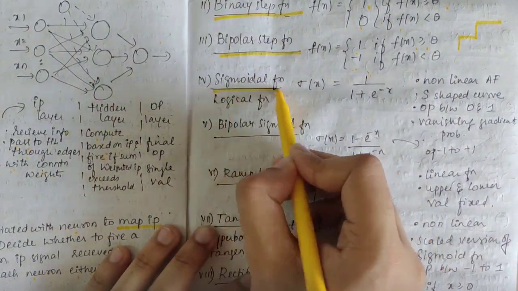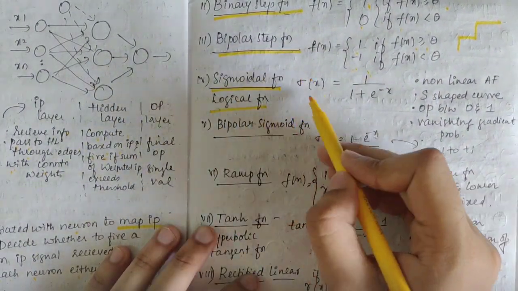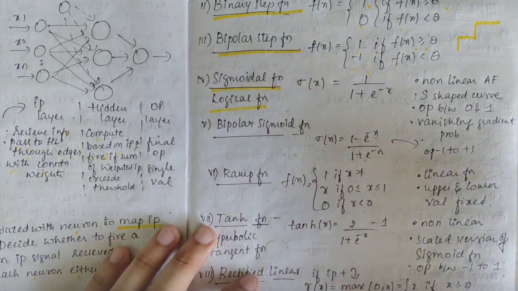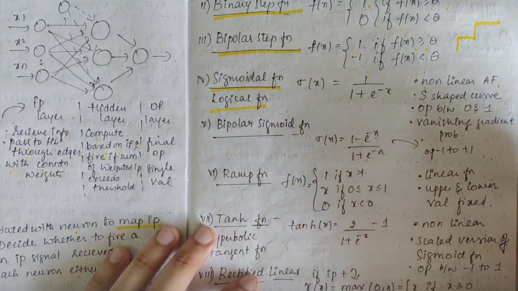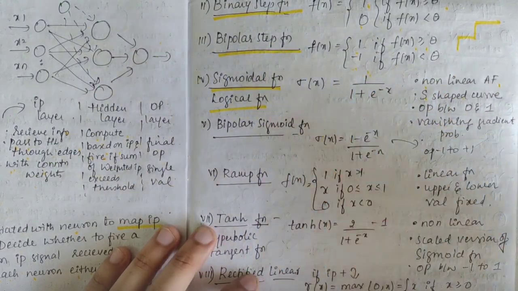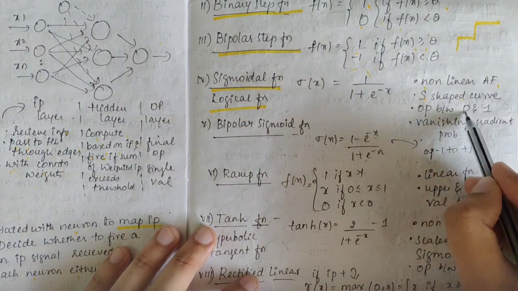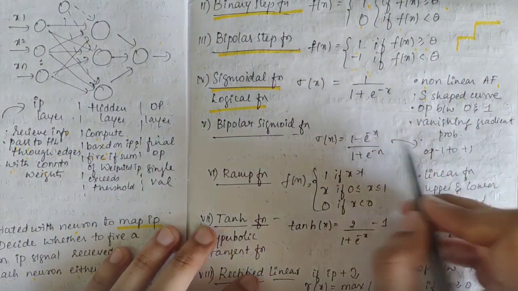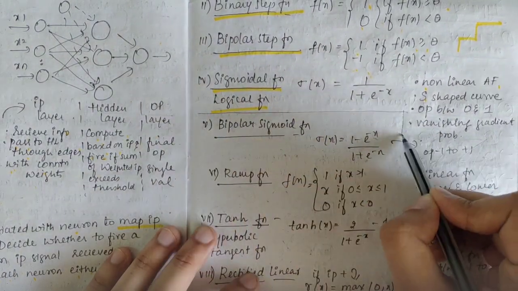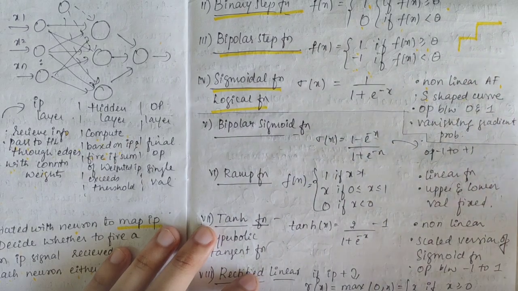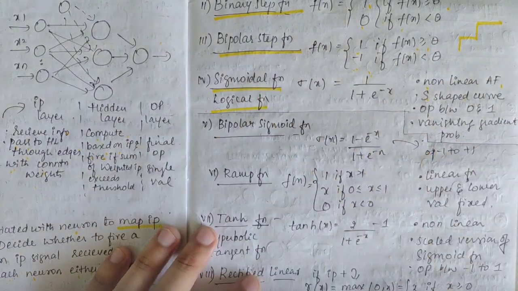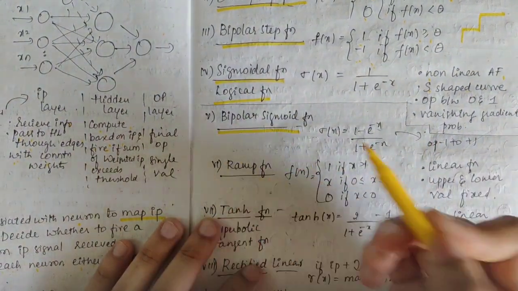Then we have the sigmoidal or logistic function. So sigma of x is equal to 1 by 1 plus e power minus x. This is a non-linear function. An S-shaped curve is obtained by this, and the output is between 0 and 1, and it has the vanishing gradient problem. That is, when we take a large chunk of values, the output may not be accurate in this condition. Okay. Then we have the bipolar sigmoid function.